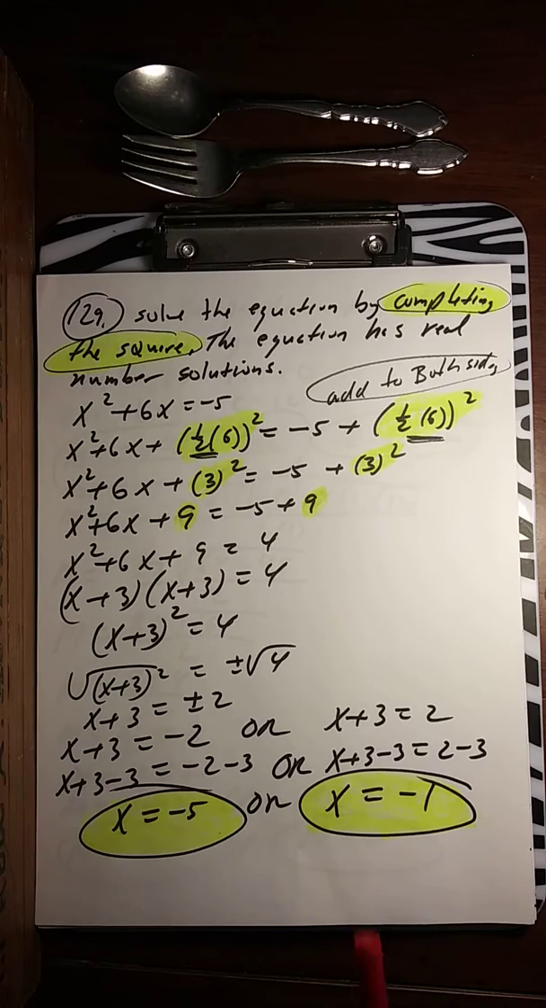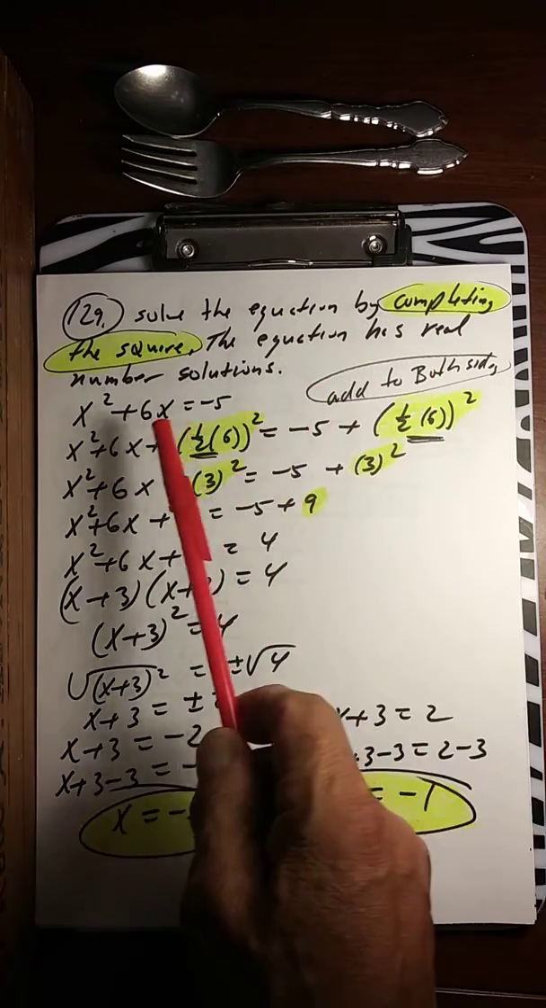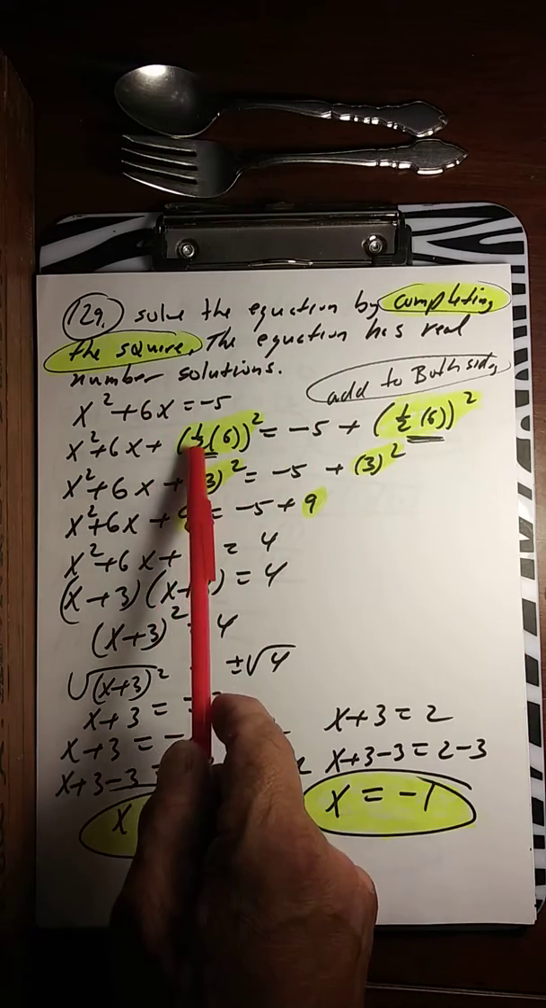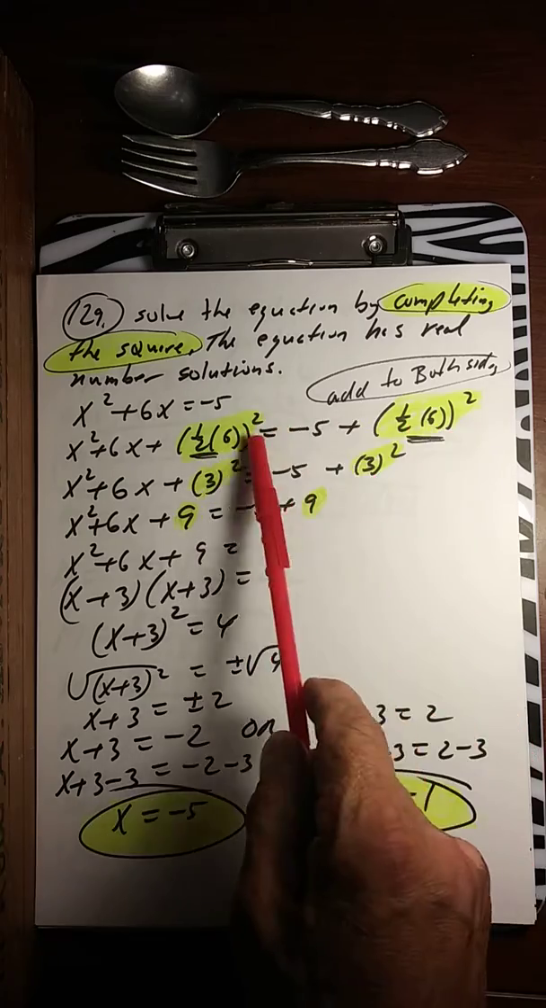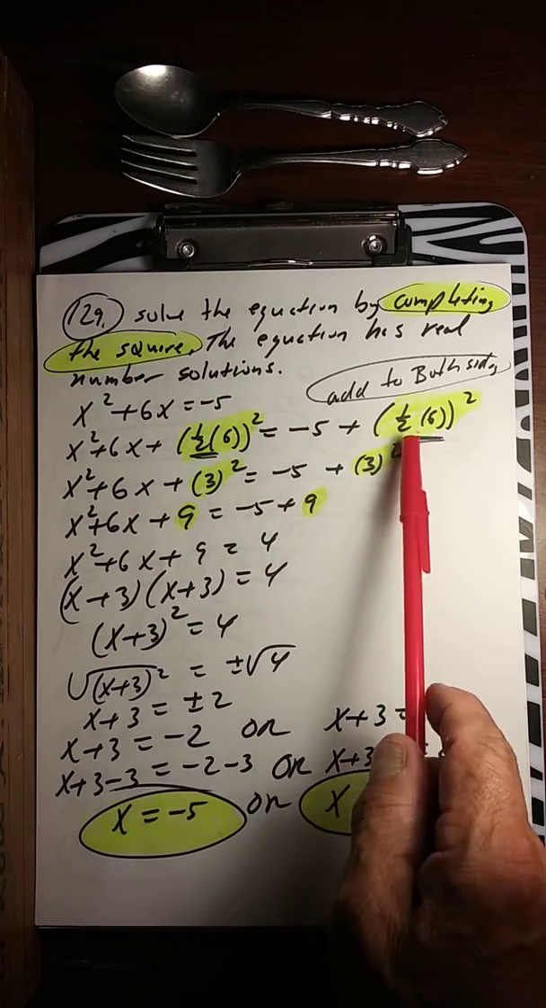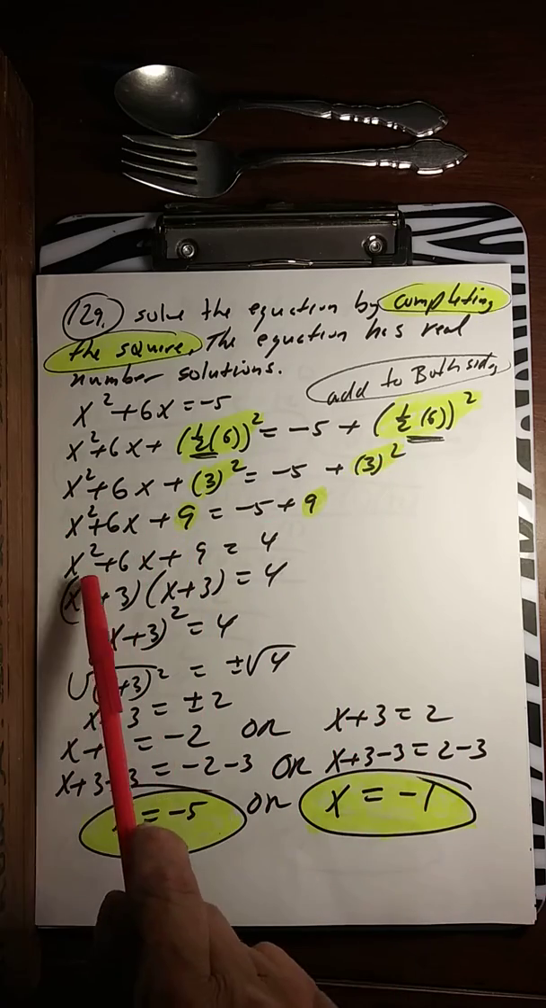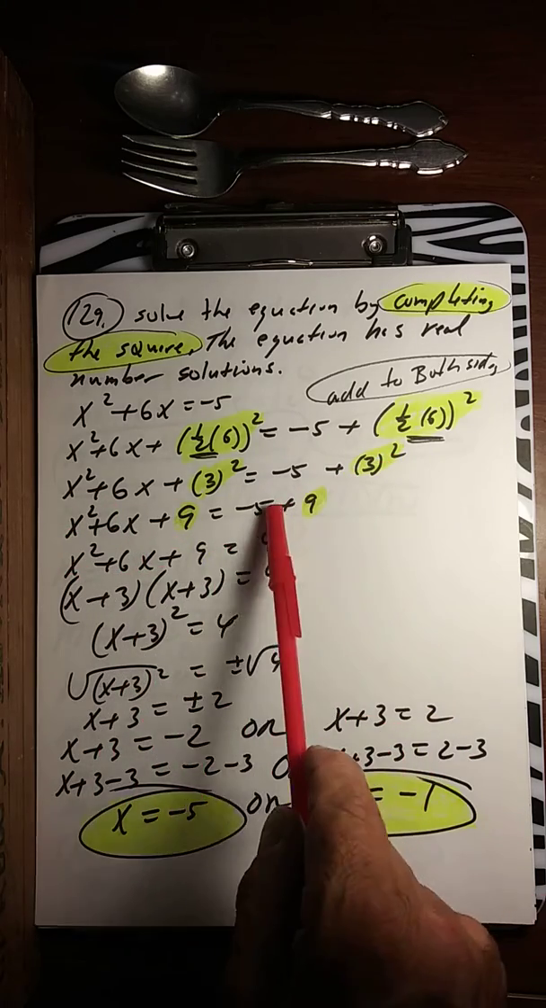Solve the equation by completing the square. So complete the square, take half this number squared, add it to both sides. Half this number is 3, half this number is 3. 3 squared, 3 times 3 is 9, 3 times 3 is 9. So now this is x squared plus 6x, and that is going to be 4.